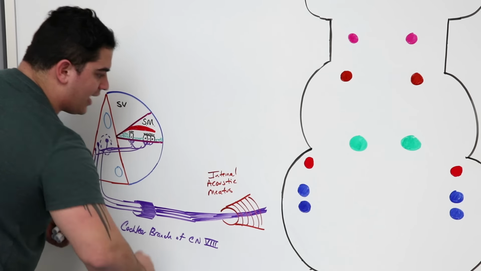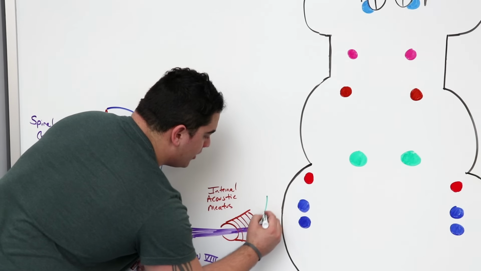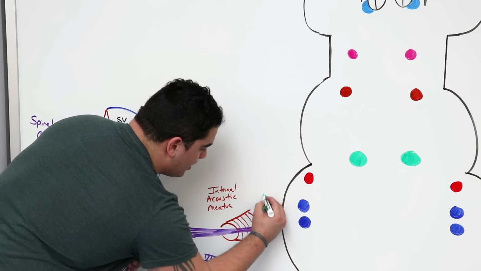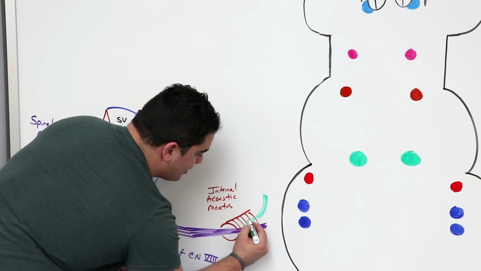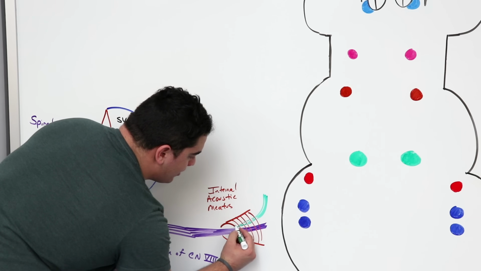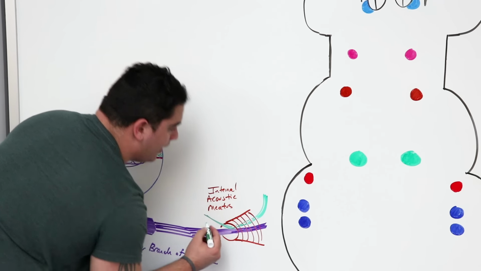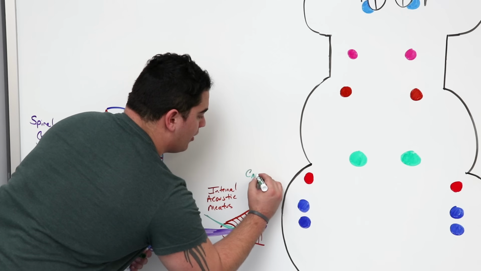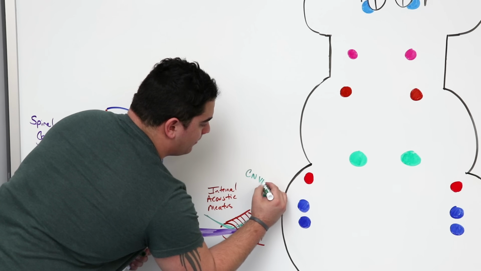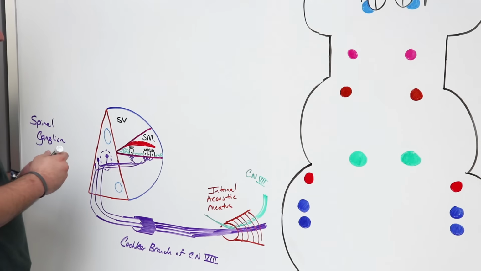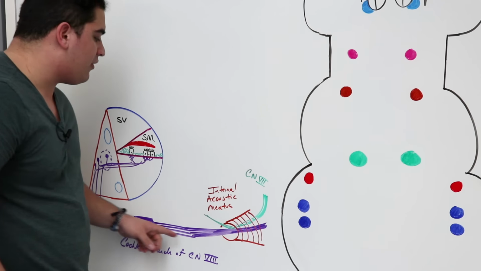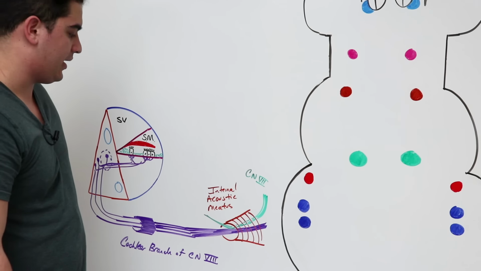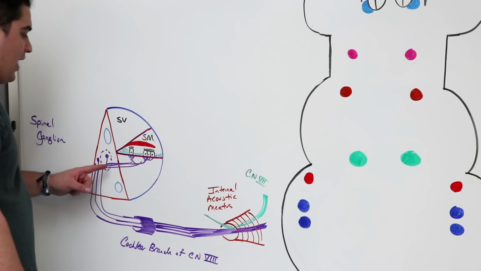Now, there's another nerve that actually runs through there. If you want to know, it's the 7th cranial nerve, the facial nerve, cranial nerve 7. So there's another nerve that actually runs within the internal acoustic meatus.